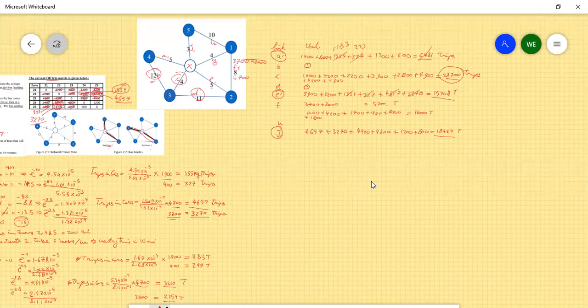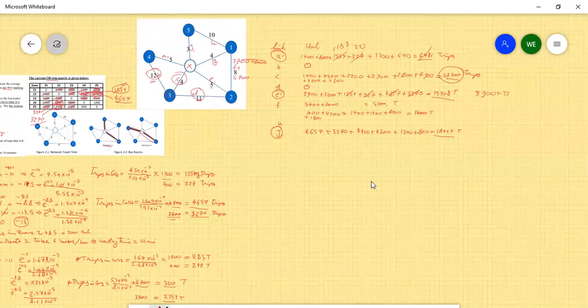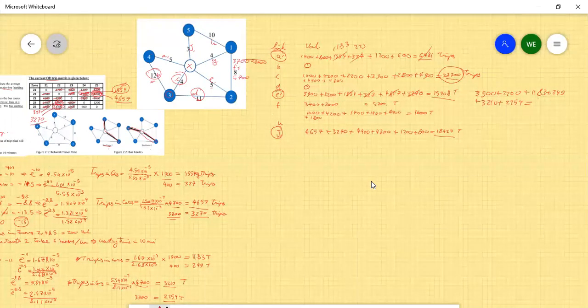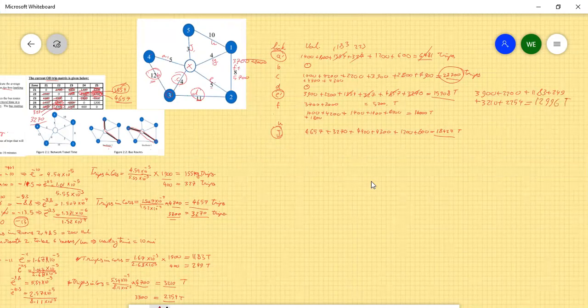So the new volume here will be 3900 plus 2200 plus 1183 plus 249 plus 3210 plus 2254. So these are the volumes here. If we add all of these together, the total volume here will be 12,996 trips. As you can see, there is a significant drop, okay, between here and here.